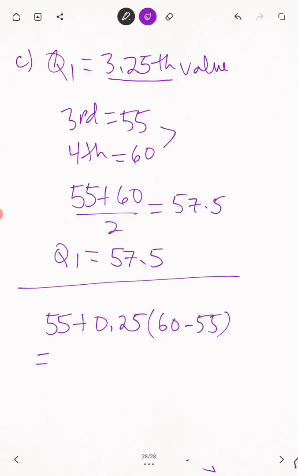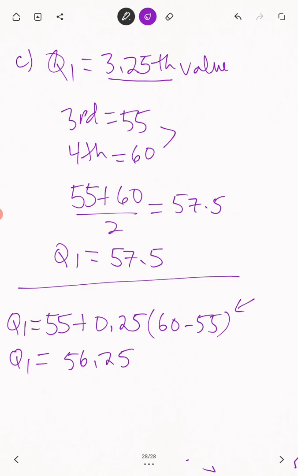Okay, and that would come to 55 plus 0.25 times 5, 56.25. So if you start looking up stuff on the internet about Q1, you might find a formula that leads you to find the first quartile here to be 56.25 instead of 57.5. Both methods are correct, but I'm assuming that this method is used in more advanced statistics. So maybe if you take a statistics course in university, you'll use it.